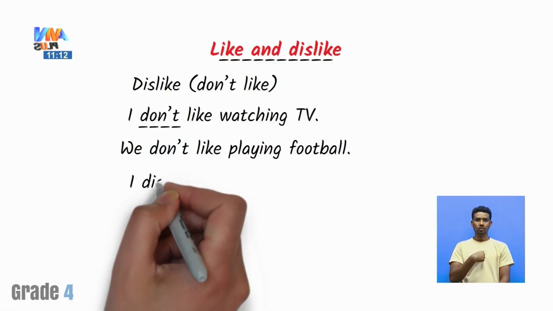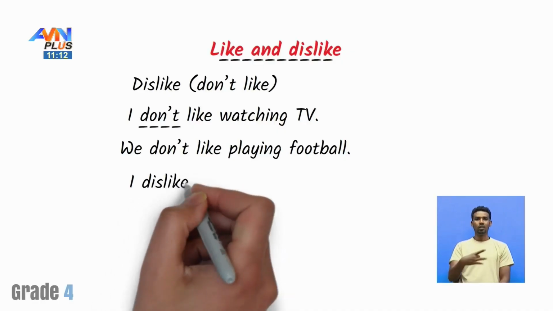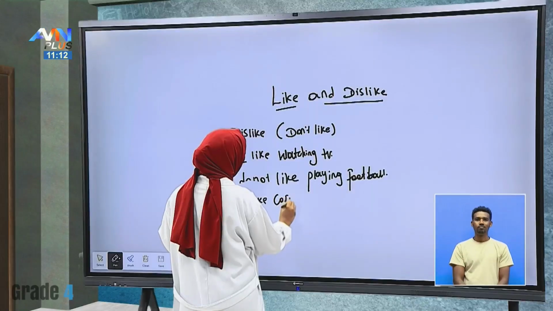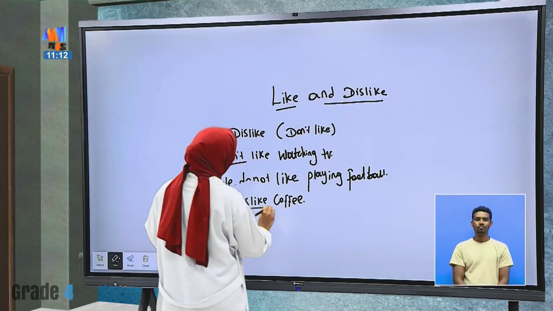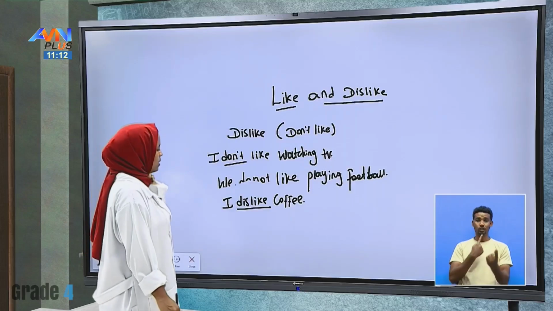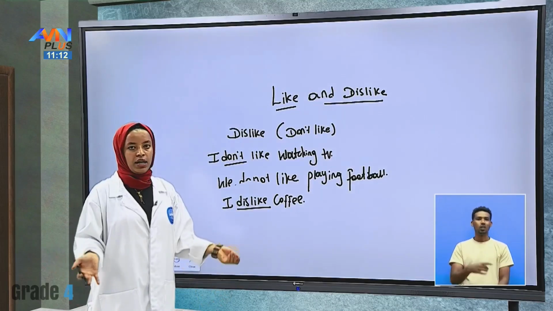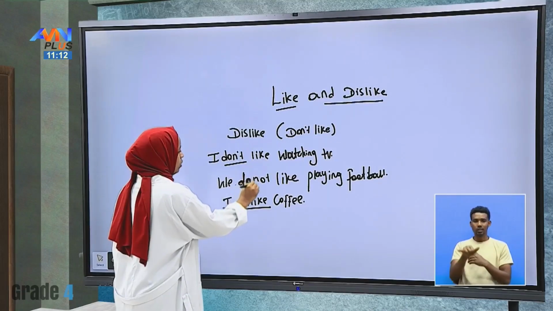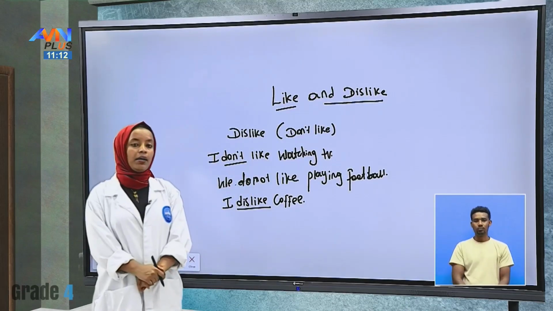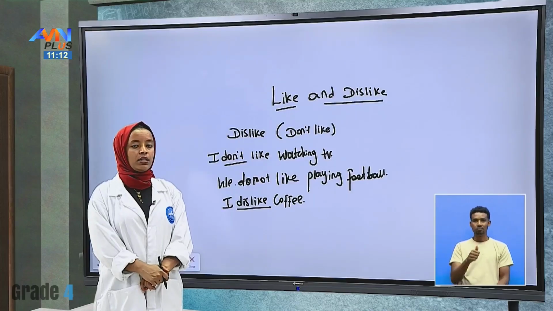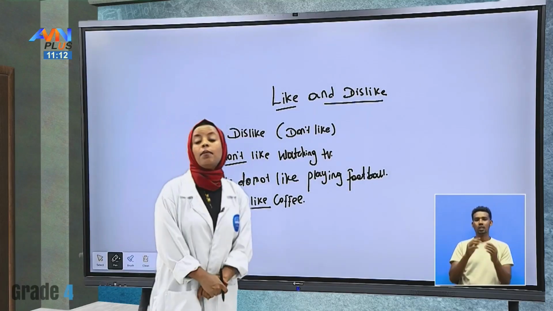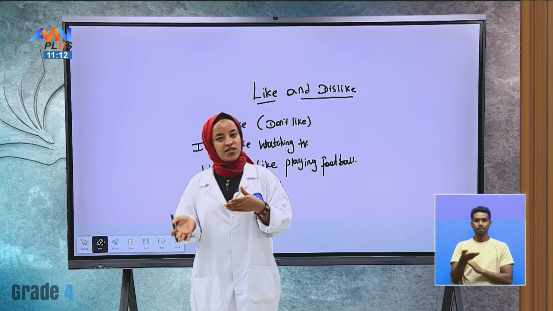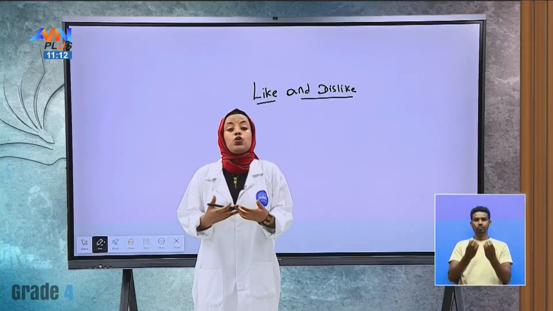I dislike what, for example? Let us mention coffee. This is the vocabulary word, which is called dislike. I dislike coffee. This is the word which is the same as do not. I dislike coffee. This is the part of preference which talks about what? Negative thoughts. What you don't like. This is the lesson which is all about speaking.